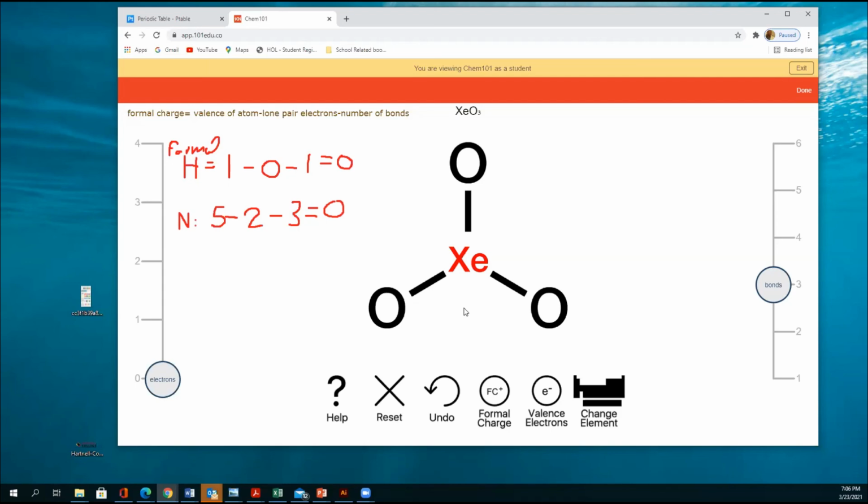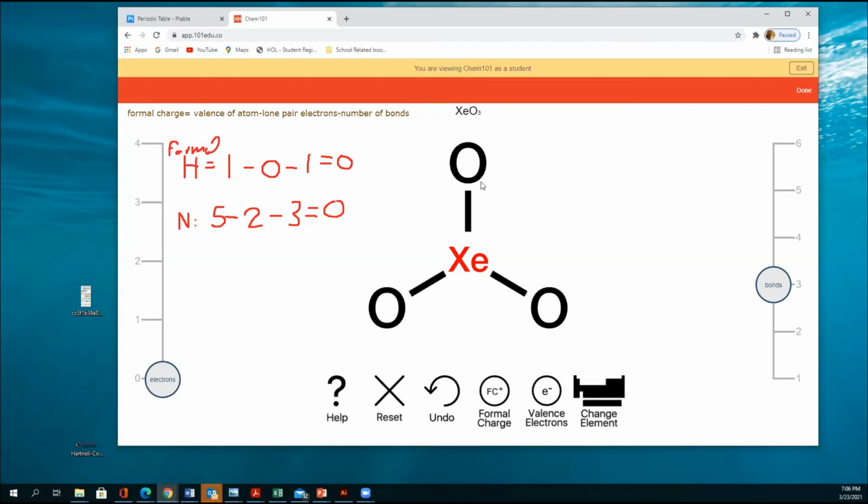Xenon has 8 valence electrons, right? It's a noble gas, so it has 8 around it.